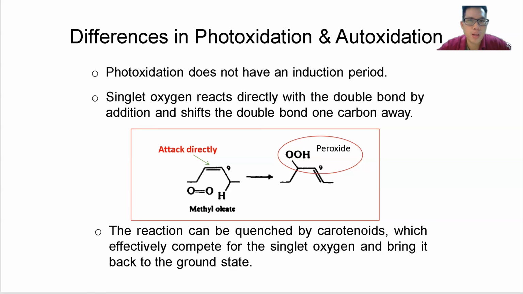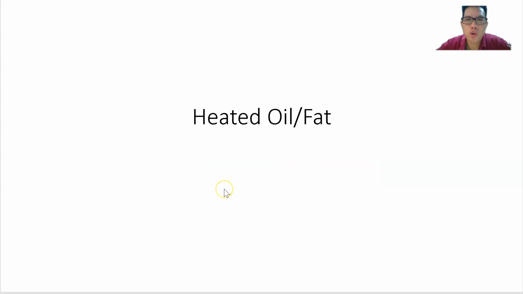Okay, the next one, let's talk about heated oils and fats. Heated oils and fats are a very important part of the reactions during deep frying of your products. Deep frying usually gives what we call a juicy product.